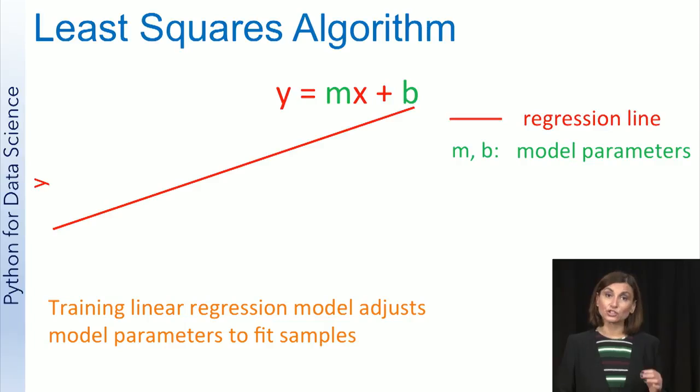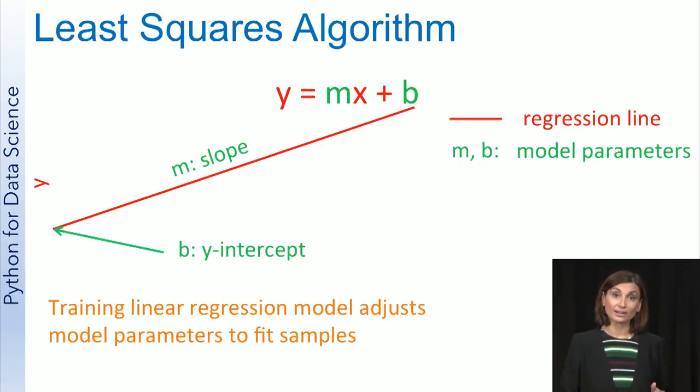In the simple case with just one input variable, the regression line is simply a line. The equation for the line is y equals m times x plus b, where m determines the slope of the line, and b is the intercept, or where the line crosses the y-axis, and m and b are the parameters of the model. Training a linear regression model means adjusting these parameters to fit the regression line to the samples. The regression line can be determined using what's referred to as the least squares method.